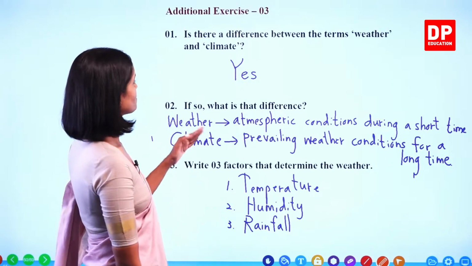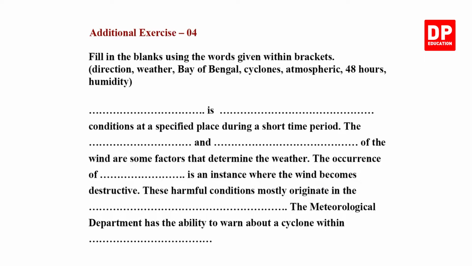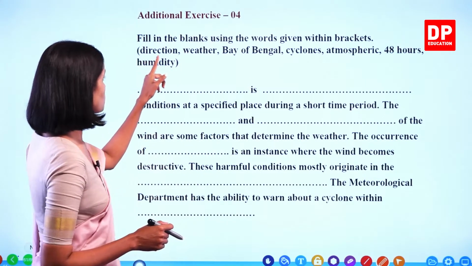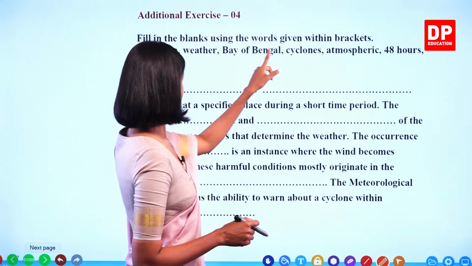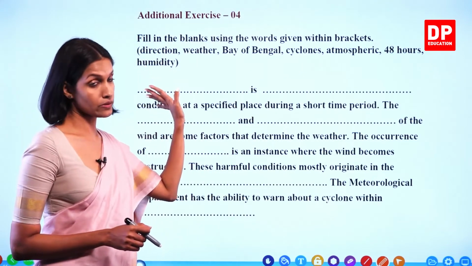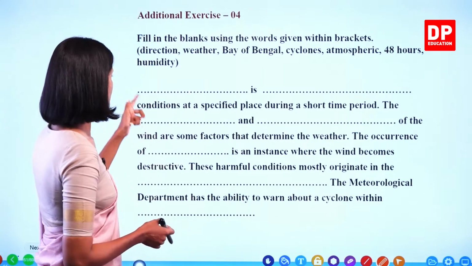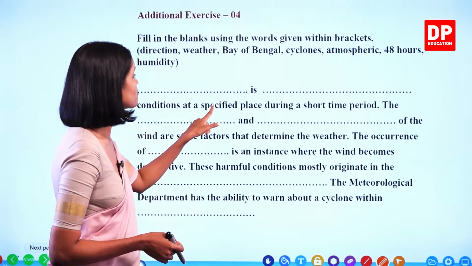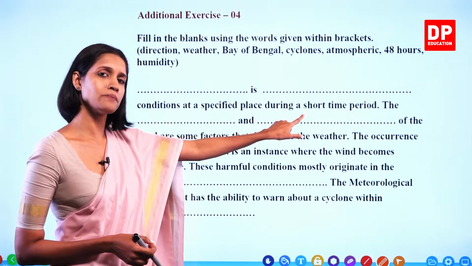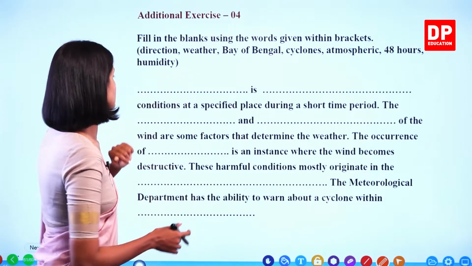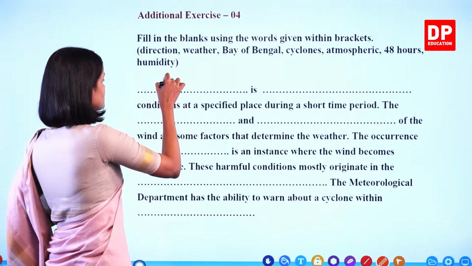Okay, children, we'll move on to the next exercise number 4. Fill in the blanks using the words given within brackets. What are the words? Direction, weather, Bay of Bengal, cyclones, atmospheric, 48 hours, humidity. Right? Let's go through this. Blank is another blank conditions at a specific place during a short time period. What is that definition for? That is for weather.